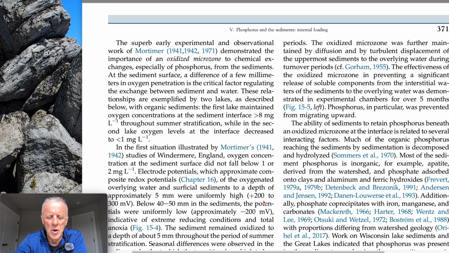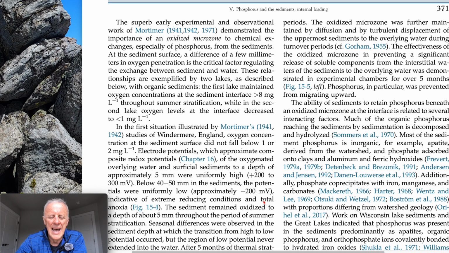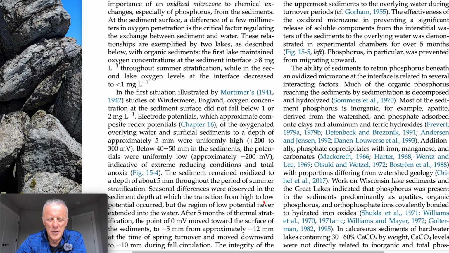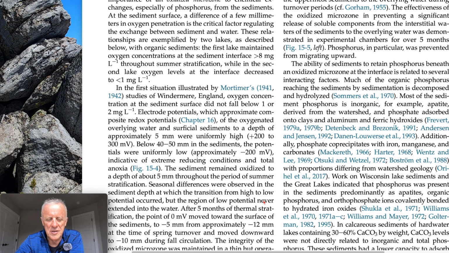Electrode potentials, which approximate composite redox potentials of the oxygenated overlying water and superficial sediments to a depth of approximately 5 millimeters, were uniformly high, plus 200 to 300 millivolts. Below 40 to 50 millimeters in the sediments, the potentials were uniformly low, approximately minus 200 millivolts, indicative of extreme reducing conditions and total anoxia. The sediments remained oxidized to a depth of about 5 millimeters throughout the periods of summer stratification.